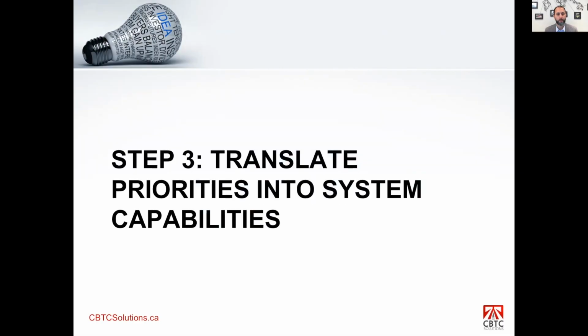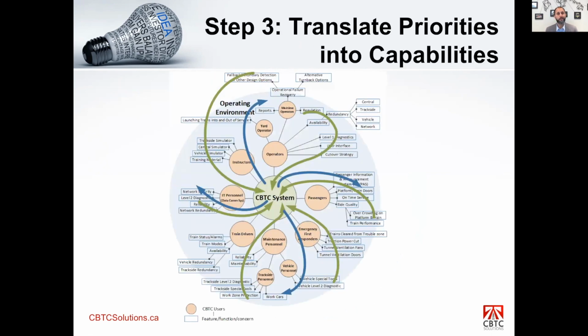Brings us to step number 3, which is to translate these priorities into system capabilities. The point of this exercise is now to take all these priorities and feed them into the CBTC system and try to find out what capabilities the CBTC system has. Now, we're getting into the engineering side here, but it is still not a requirement specification. We're just taking broad topics, making broad brush comments about how the system should behave from a user's perspective. So that's the green arrows feeding into the CBTC system.